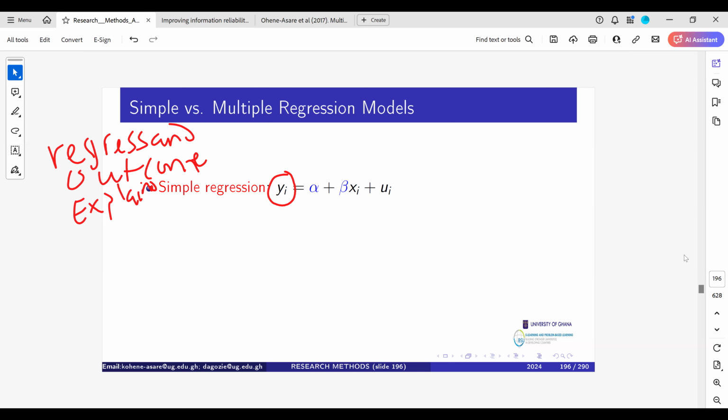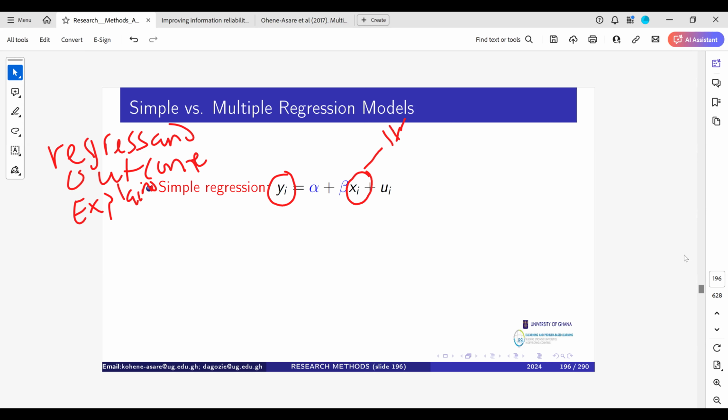It is a simple regression. Why do you think it's a simple regression? It's because on the right side, there is another variable, which is called an independent variable. You can give me another name for the independent variable.